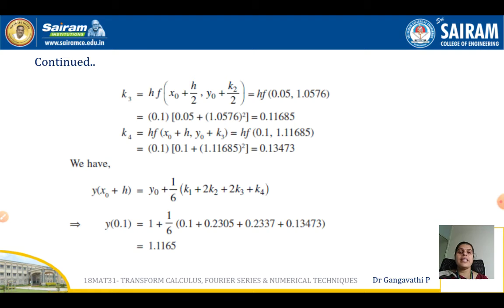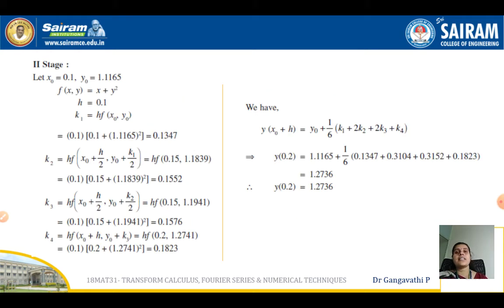Similarly, we have to evaluate the second stage at x is equal to 0.2 now. When we are evaluating the second stage, the first stage values act as the initial values for the second stage. So our x naught is no more 0 as in the previous case, it is going to be 0.1, and y naught is the final value of the first stage, which is 1.1165. So f of x comma y remains the same, only the values of x and y are going to change, and h is 0.1, which is given to us.